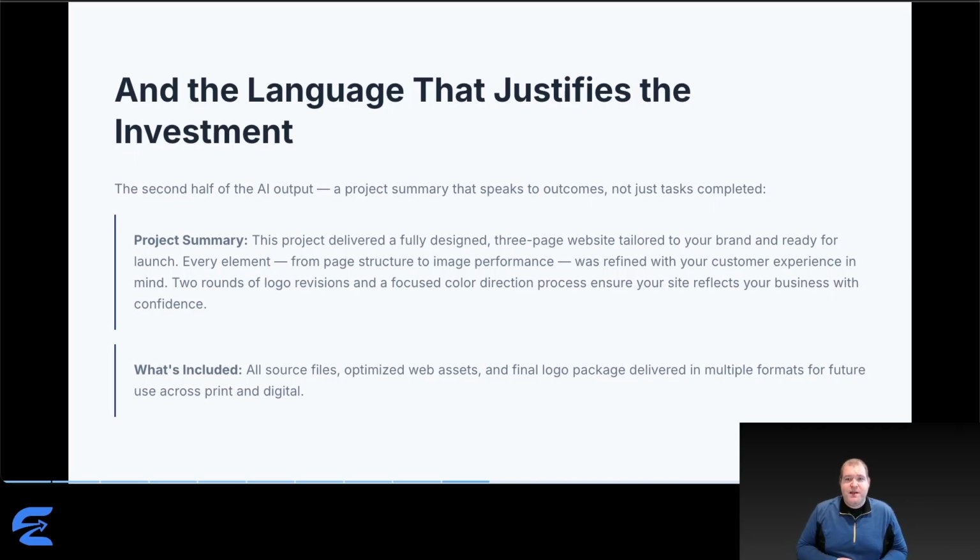The second half of the output is where something genuinely useful happens that most freelancers skip entirely. AI produces a short project summary and what's included statement, both written from the client's perspective, not the designer's. Every element was refined with your customer experience in mind. Your site reflects your business with confidence. This is the language that answers the question clients are silently asking when they look at an invoice total. Was this worth what I'm paying? A strong project summary answers that before they have to ask.